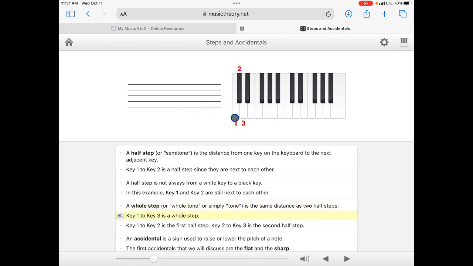We have our first key, our second key, and our third key. From 1 to 2, that is a half step. From 2 to 3, that is another half step. From 1 to 3, that is a whole step, because 2 halves make 1 whole. Think of it that way.